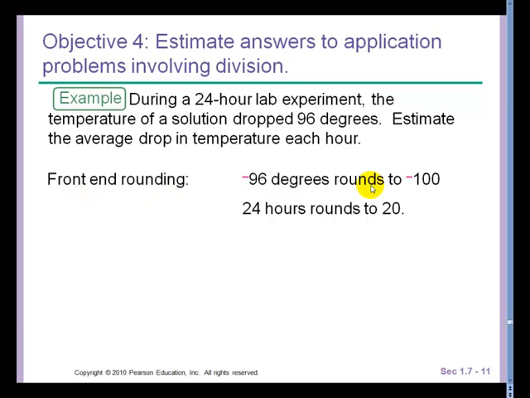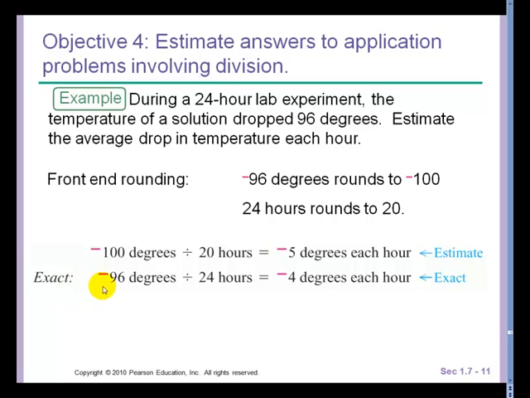Negative 96 degrees rounds to negative 100. The reason it is negative is because it dropped 96 degrees. 24 hours rounds to 20. So for our estimate, we'll do negative 100 degrees divided by the 20 hours, which gives us an average of negative 5 degrees each hour.